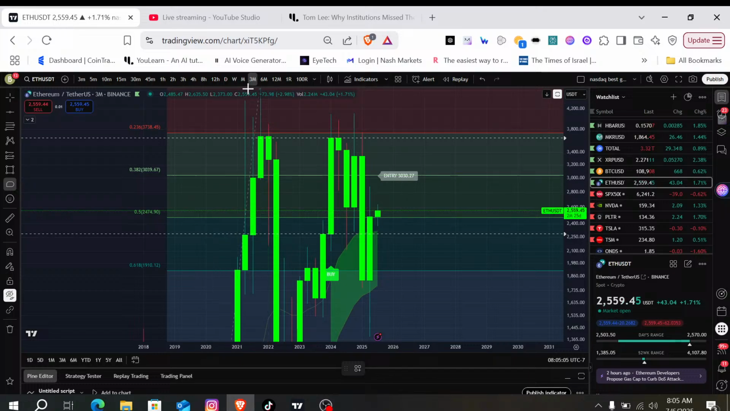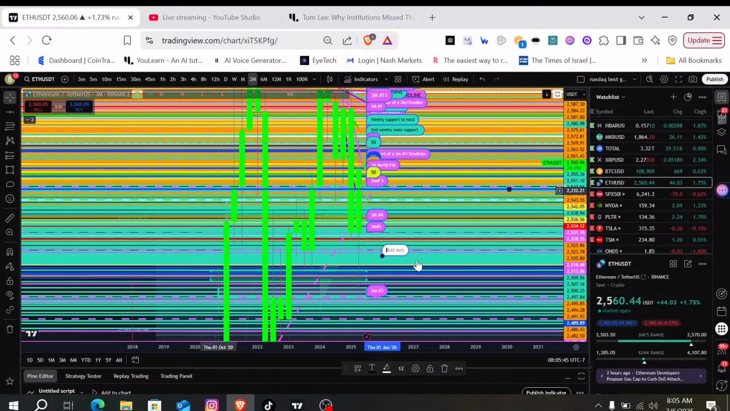Something I noticed in Ethereum on the 3 monthly: we were going down because of the whole tariff situation, with the S&P going down, which brought crypto down with it. Now that it stabilized and the market picked up, you saw a big Ethereum rise again, and it was very important where this 3 monthly candle closed for Ethereum this July. The fact that it went all the way to the 50 of the 3 monthly was very bullish.